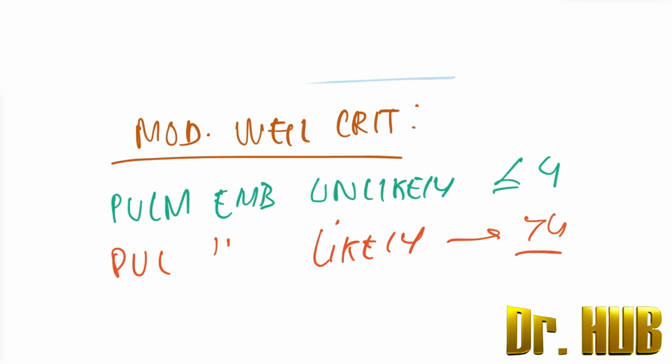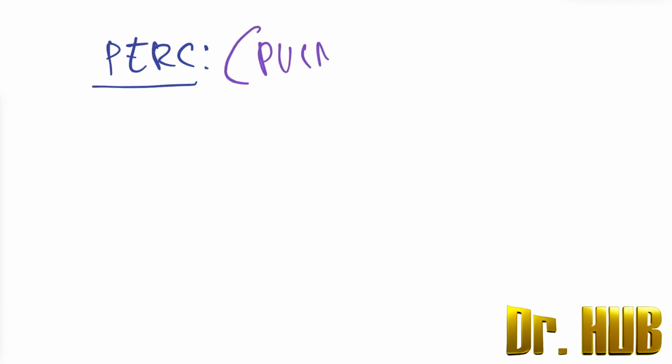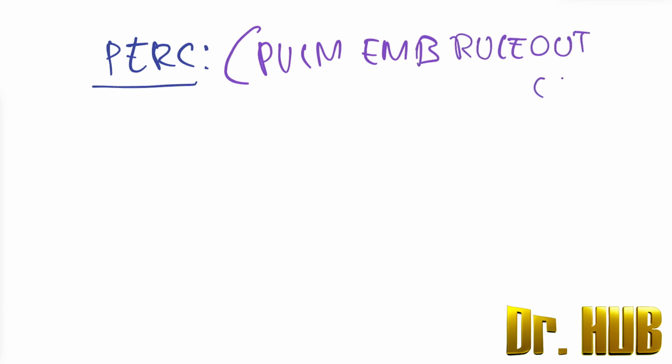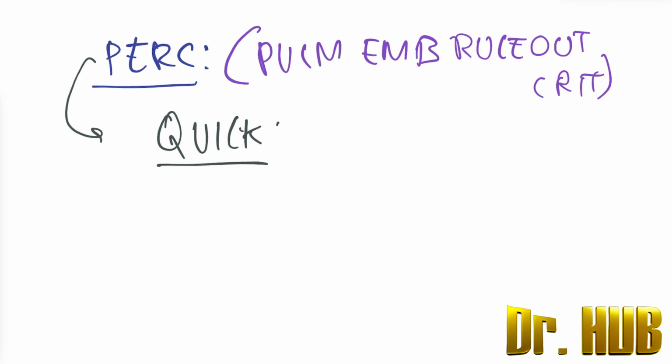Then lastly we move on to the PERC. What is PERC? PERC stands for the pulmonary embolism rule out criteria. It is a quick OPD or casualty tool to rule out pulmonary embolism in patients with low clinical probability.